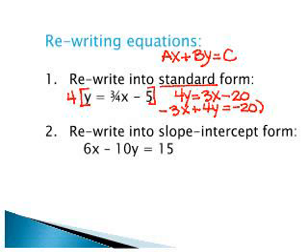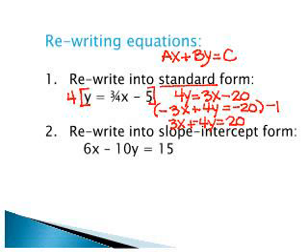But remember, a has to be a positive value. So we're going to have to take this and multiply the entire thing by negative 1. And when we do that, we get 3x plus a negative 4y equals 20. And now it's in standard form.